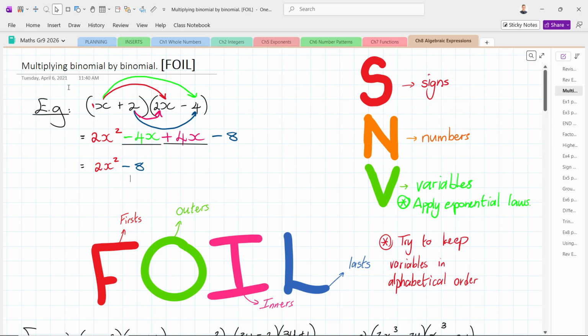And that is the quick and easy way of how we multiply these. Essentially, all that's happening is we are taking everything in the first bracket, so the x, and multiplying it by both in the second bracket, and the same with the second part, multiplying it by both in the second bracket.